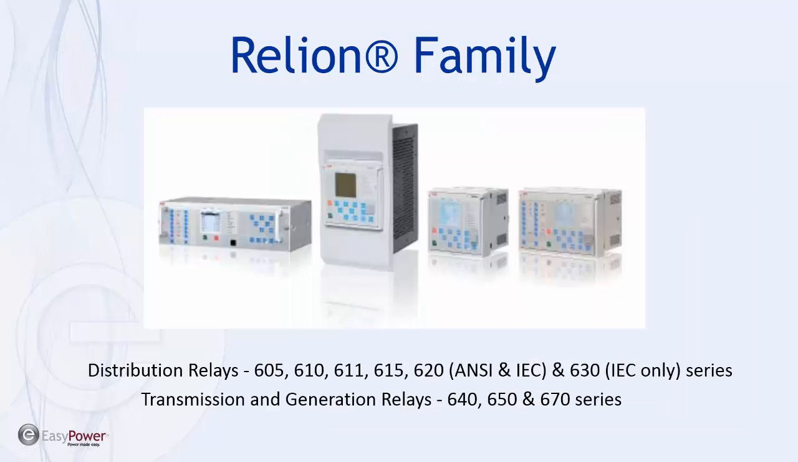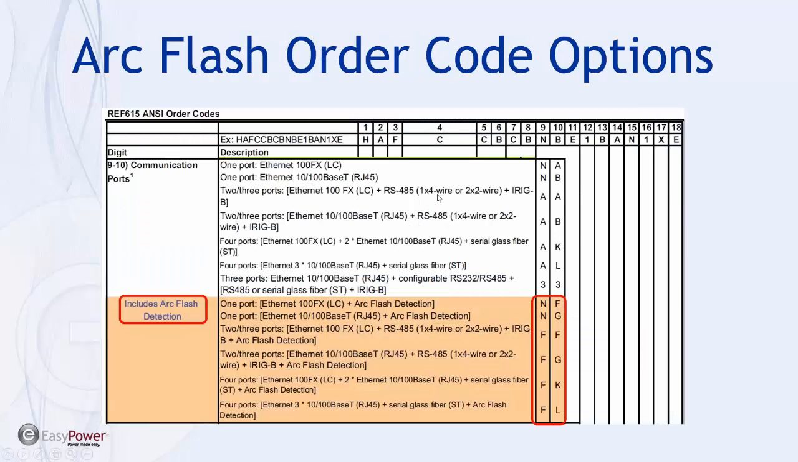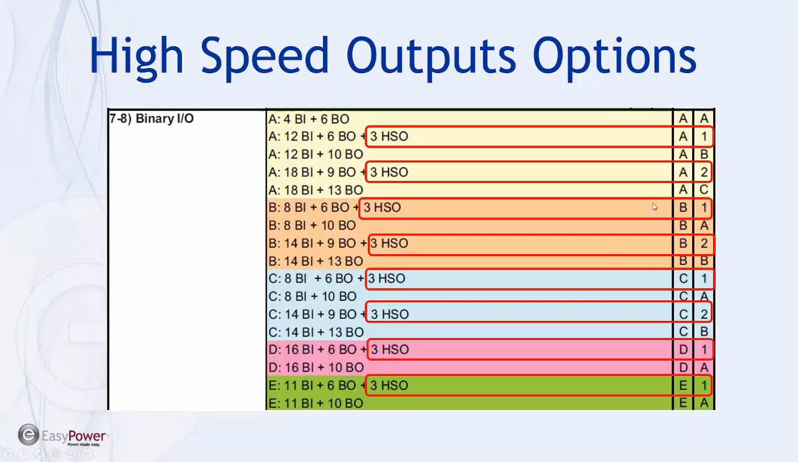Now let's discuss the Relion family of IEDs, and this has the built-in arc flash. In order to get the arc flash option, the detectors are on the communication module, and so you have to have the right order code in order to get the Relion with the arc flash option. Also, it's recommended to use high-speed output since that's programmed into our default configurations, and so you have several binary I/O options that include high-speed outputs.